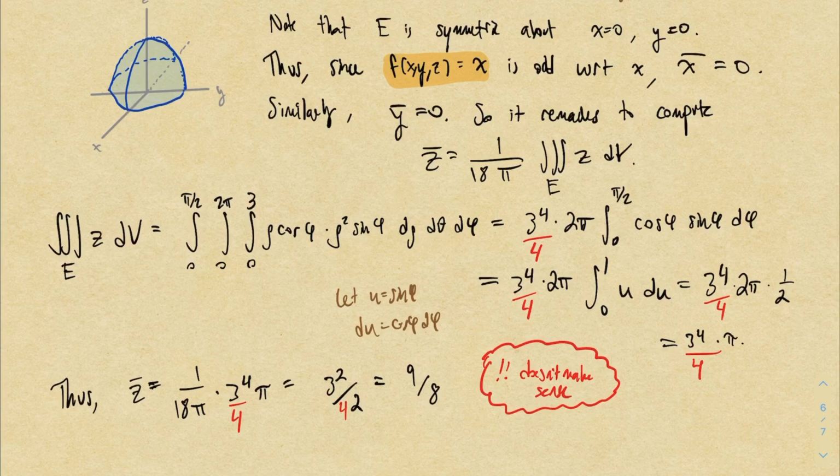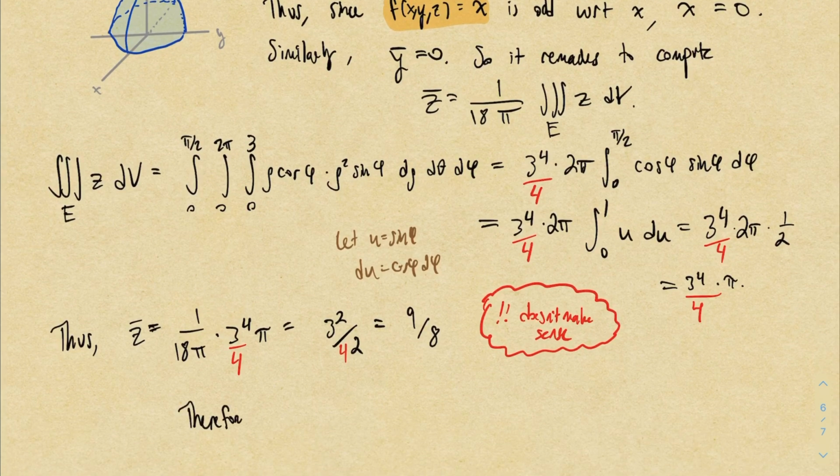It really makes sense because halfway up the half sphere would be 1.5, but this half sphere is more weighted at the bottom, right? There's more stuff near the bottom, so it makes sense that the average z value will be less than 1.5. Anyway, that'll do it. There's the centroid. It's (0, 0, 9/8).